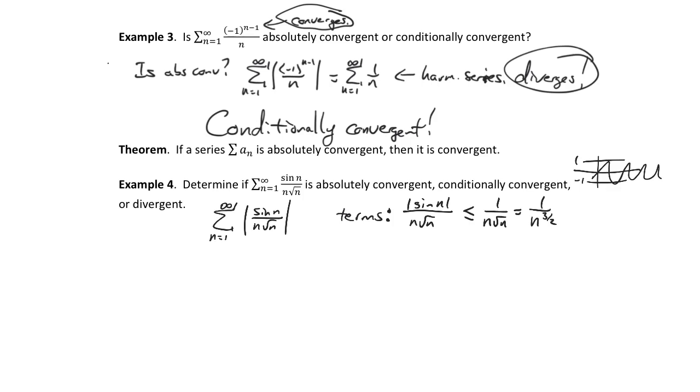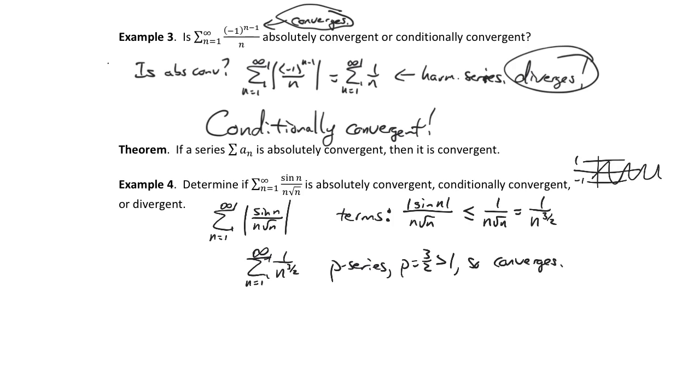Well, let's think about the series of 1 over n to the 3 halves. This should look like something we've talked about before. This is a power series or a p-series. The p is equal to 3/2, which is bigger than 1, so it converges.